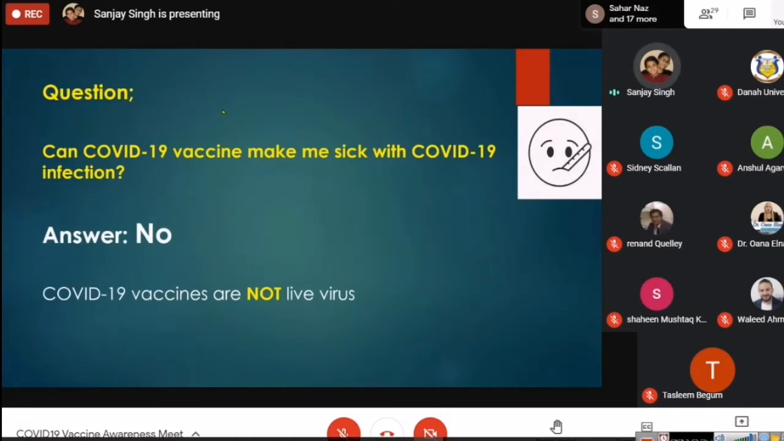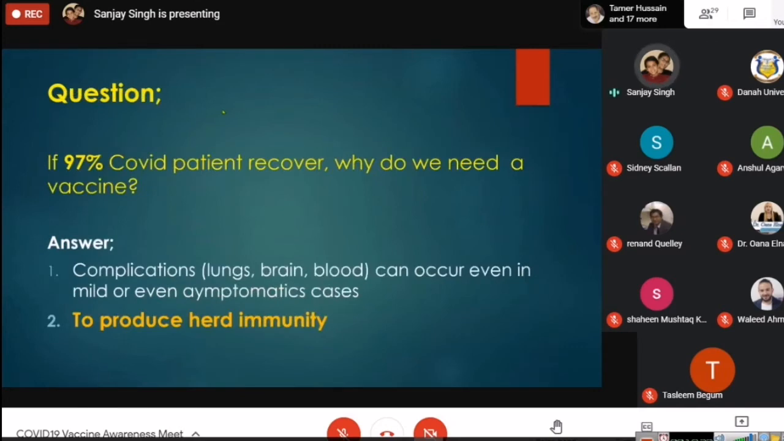So the first question is, can the COVID-19 vaccine make you sick with COVID-19 infection? The answer is no. They are not live viruses. They are either inactivated or dead viruses, or they are proteins. Some patients ask, if 97% of COVID patients recover, why do we need a vaccine? This is because complications can occur even in mild or asymptomatic cases, like in the lungs, the brain, the blood. So you need vaccines, and of course to produce herd immunity.